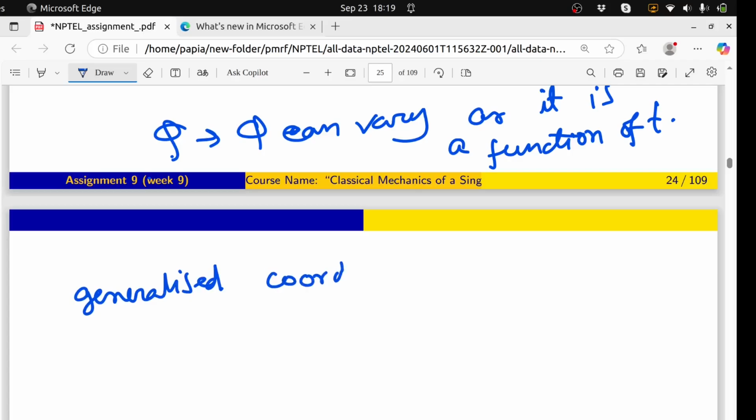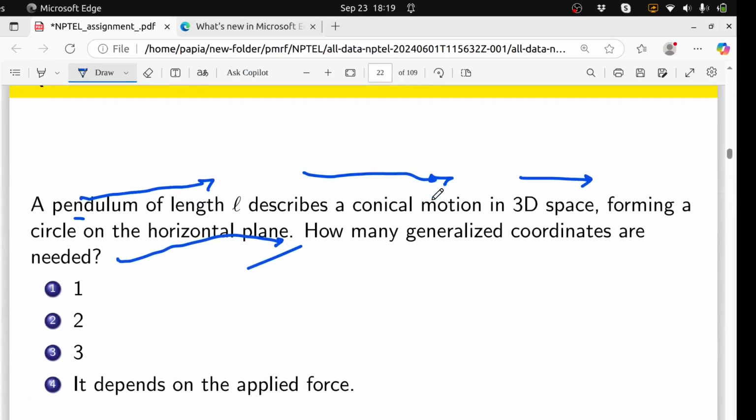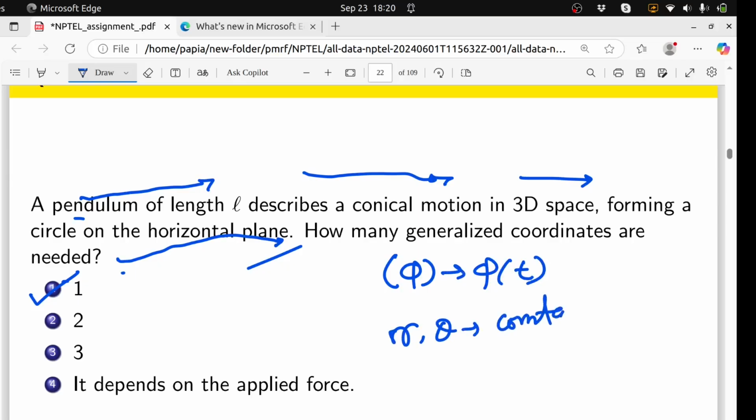Generalized coordinates is 1, which is option 1. So this one is the correct option. How many generalized coordinates are needed? Only phi is needed, as phi is a function of t and all the others, r and theta, are constant. Okay, fine.